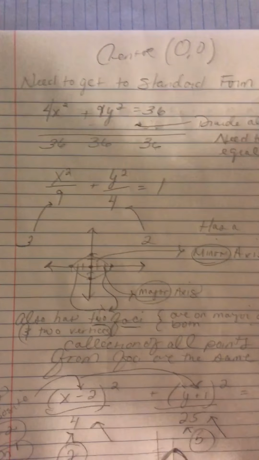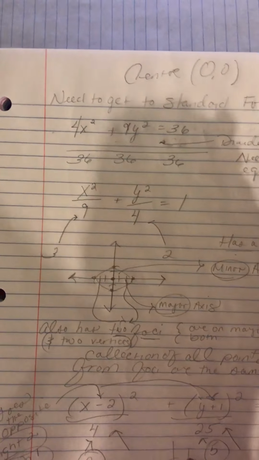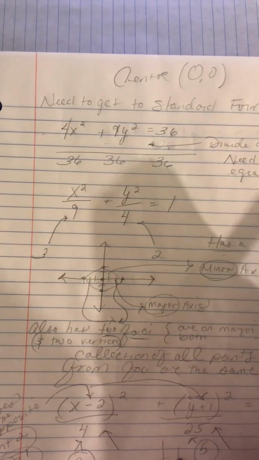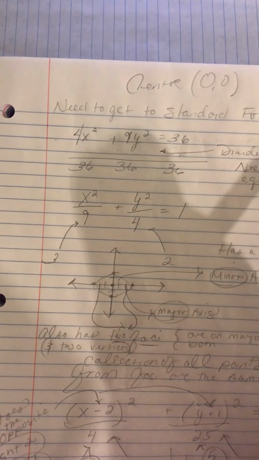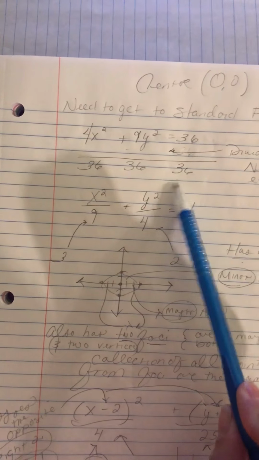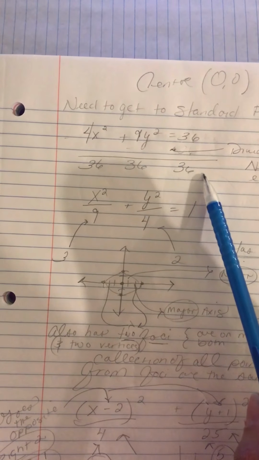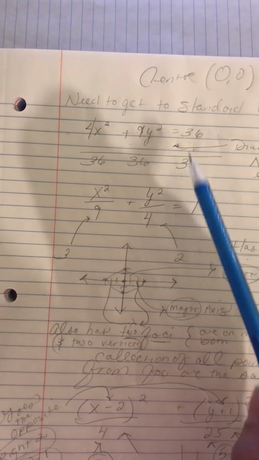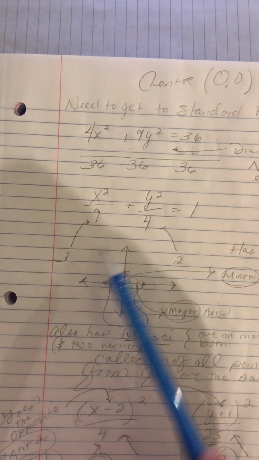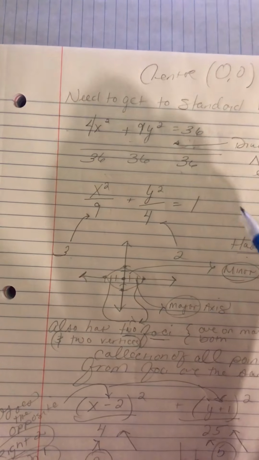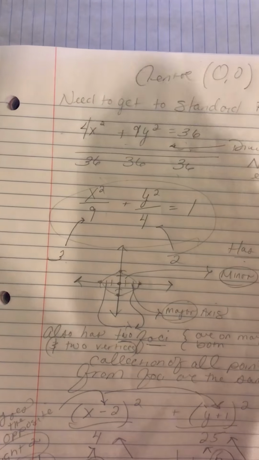You're always going to want to have it in standard form. If you don't, everything needs to be set equal to 1. So if you don't, here's an example of how I set the equation. I divided everything by 36 here, and then got my standard form equation.